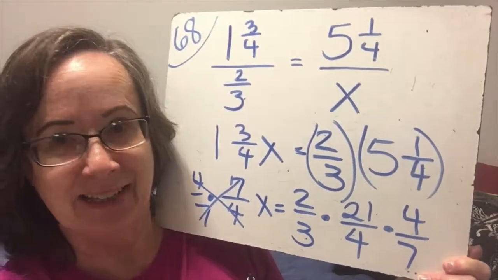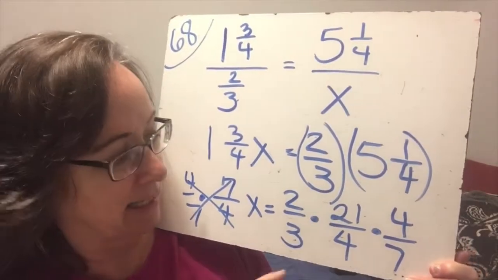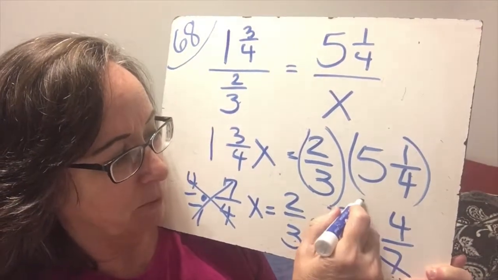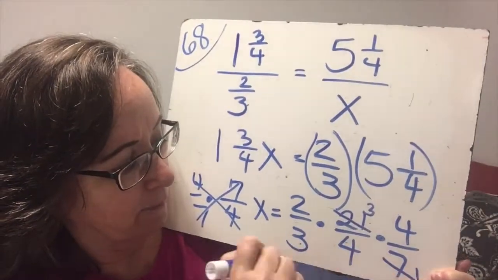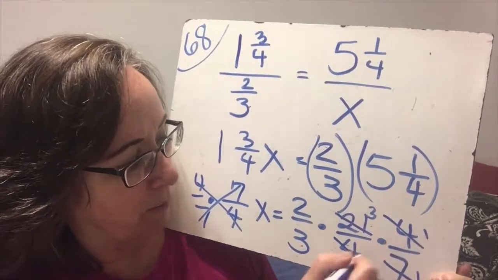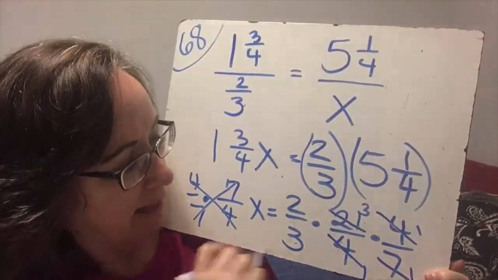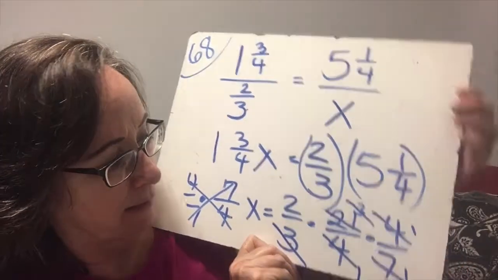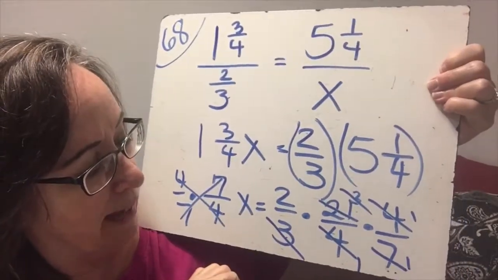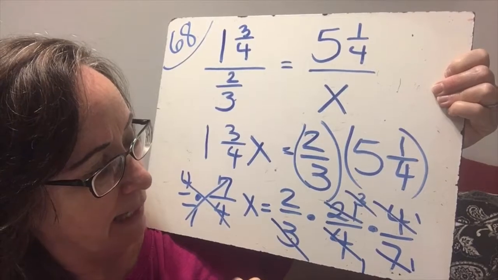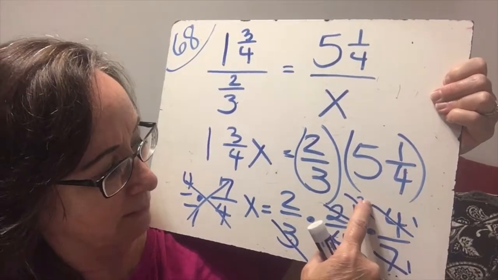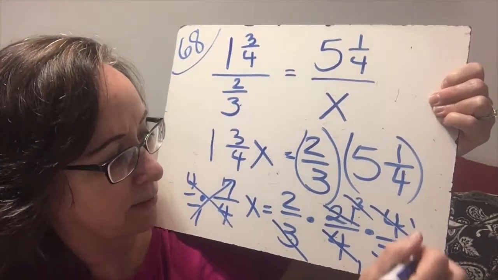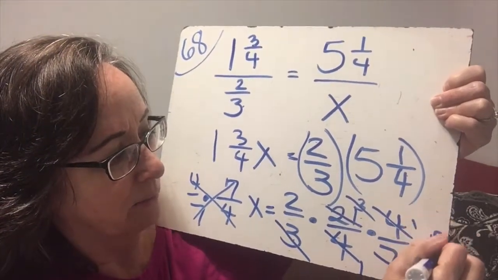Let's cancel. And we have all kinds of canceling here. We've got a 21 and a 7, which will cancel with a 3 and a 1. We've got a 4 and a 4, which will go out completely. Then we've got a 3 on the top and a 3 on the bottom. Oh my, this is fun. And so now, what do I have left? Okay, that's a 1. Now that's a 1. That's a 2. That's a 1 and a 1 and a 1. So the answer is 2.